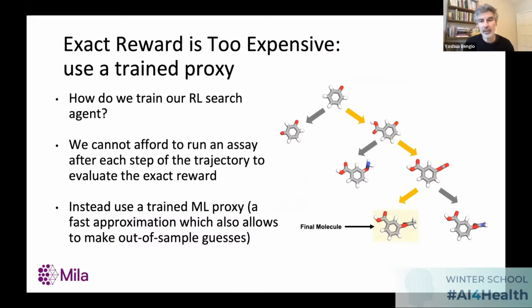Now, in order to train a reinforcement learning agent, think about DeepMind's Atari game playing agents or Go playing agents. You need to give these reinforcement learning agents feedback for the things they do. And here, the things they do would be constructing candidate molecules.